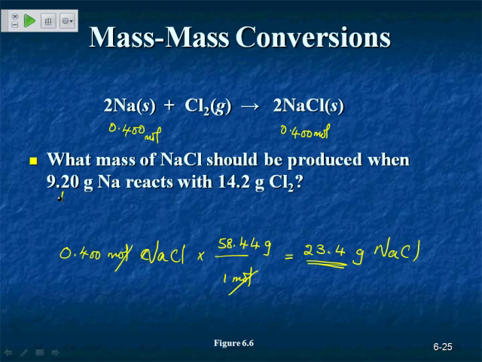These numbers were already converted to moles in the previous step, so I'm just using it directly. 9.20 grams is 0.400 moles. We had already done that conversion. That's why I wrote that number just below sodium. Okay? Yes?